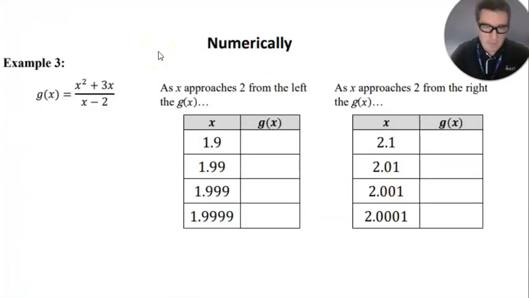Tables can also help us do this. Take a look at example 3. We have function g. In the denominator, I have x minus 2. That already rings a bell to me that x can never equal 2. This means I either have a hole or an asymptote at 2. Well, let's look at the numbers close to 2, but not equaling 2. To do this, I'm going to build a table in Desmos.